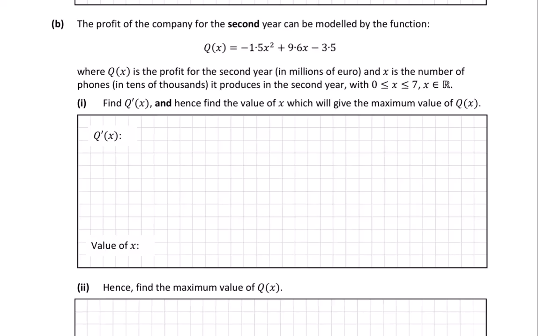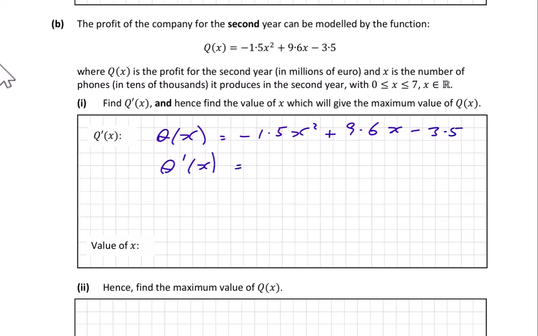So what we've got to do is differentiate this. So if we have q of x is equal to minus 1.5x squared plus 9.6x minus 3.5, we have to differentiate. So bring the 2 down, multiply it by the minus 1.5, that's minus 3x, reduce the power by 1 to 1.